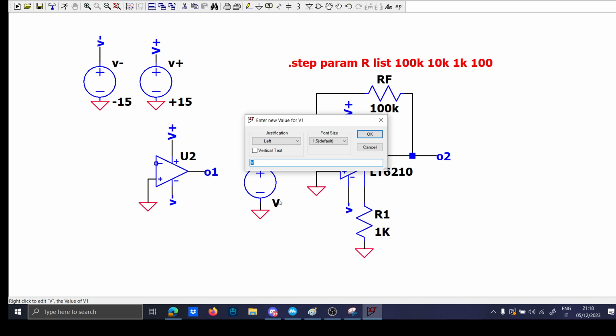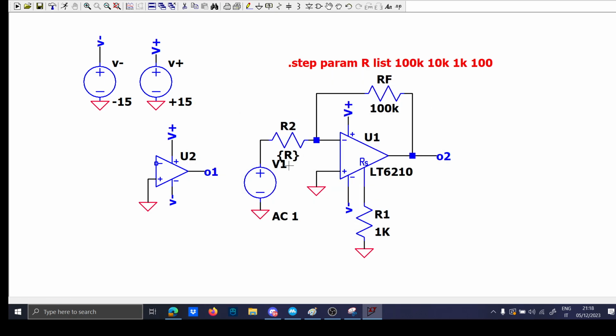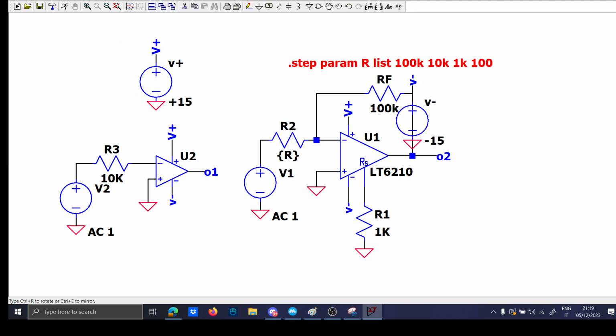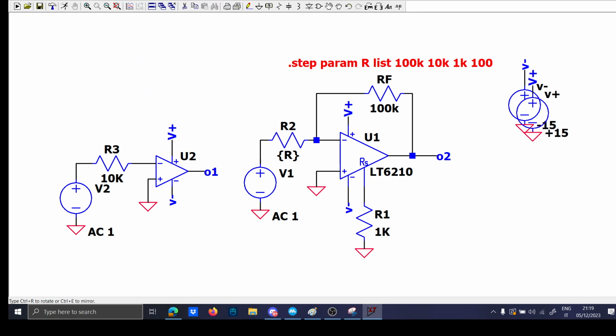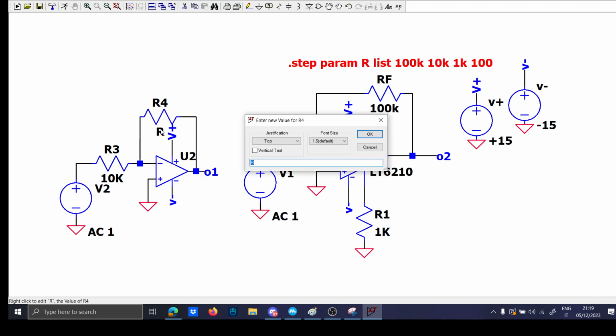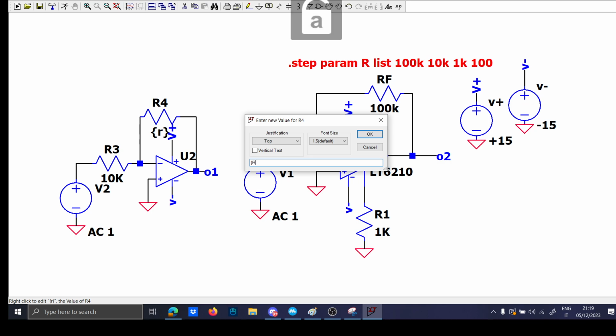Let me put this, and let me write AC 1. We will do the same here, and we will put the resistor R fixed to, I don't care. Let me put this here, and let me use the negative feedback and put the classical gain R.